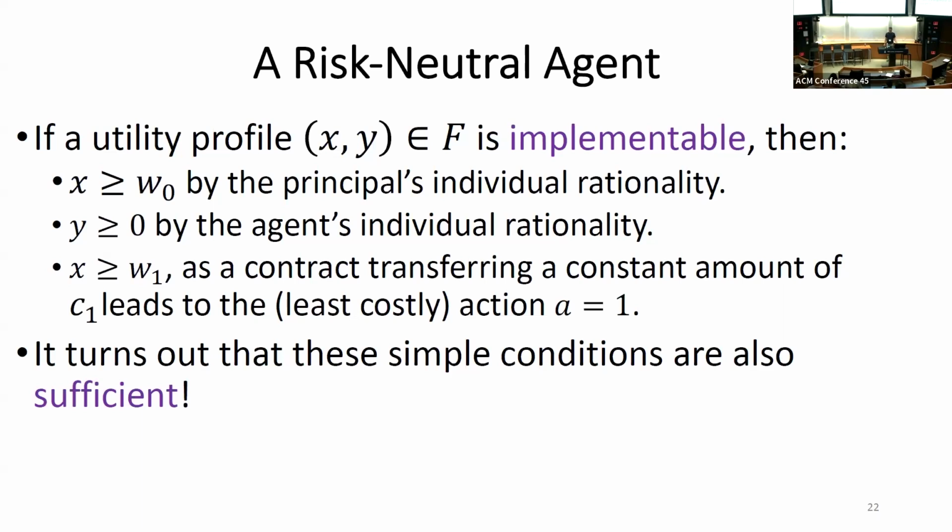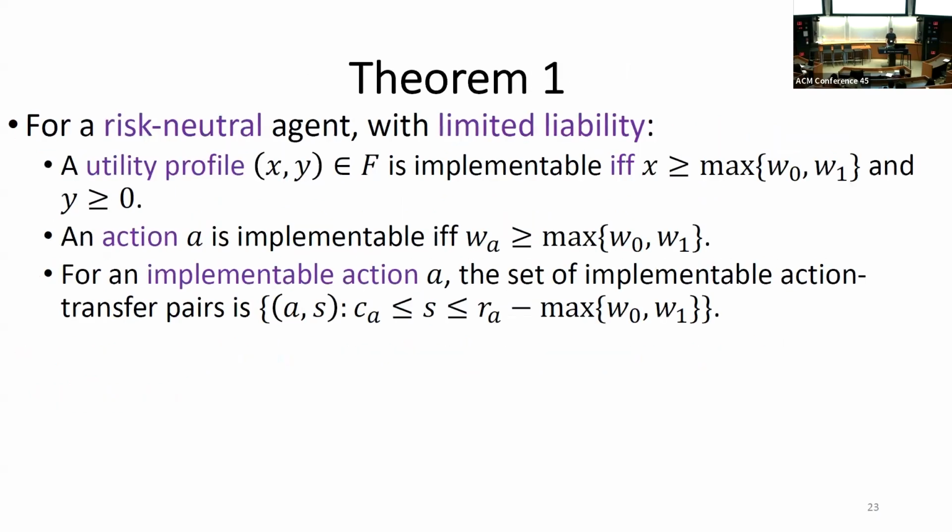And this is because there is a very simple contract which just pays, regardless of the signal, the cost of the least costly action. And it is exactly sufficient to cover its cost for the agent, and therefore it implements the least costly action. So the best contract for the principal can do only better. And it turns out, surprisingly, that these simple conditions are also sufficient.